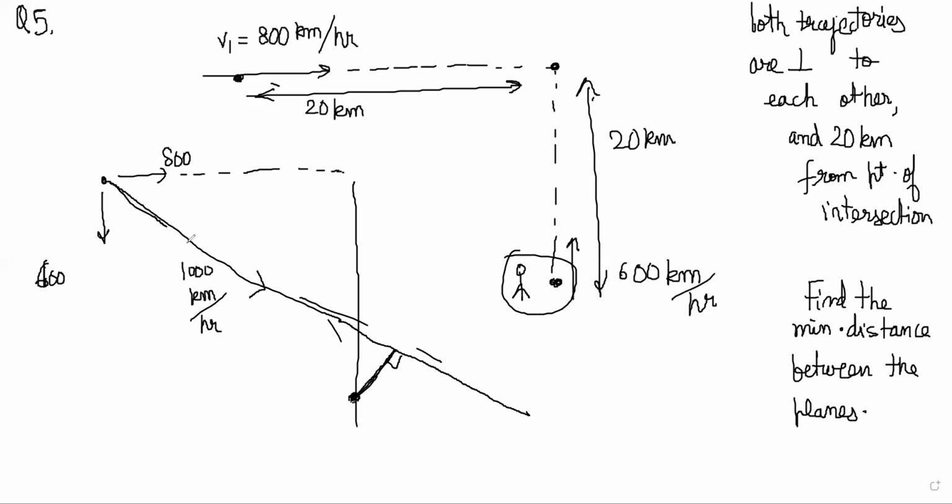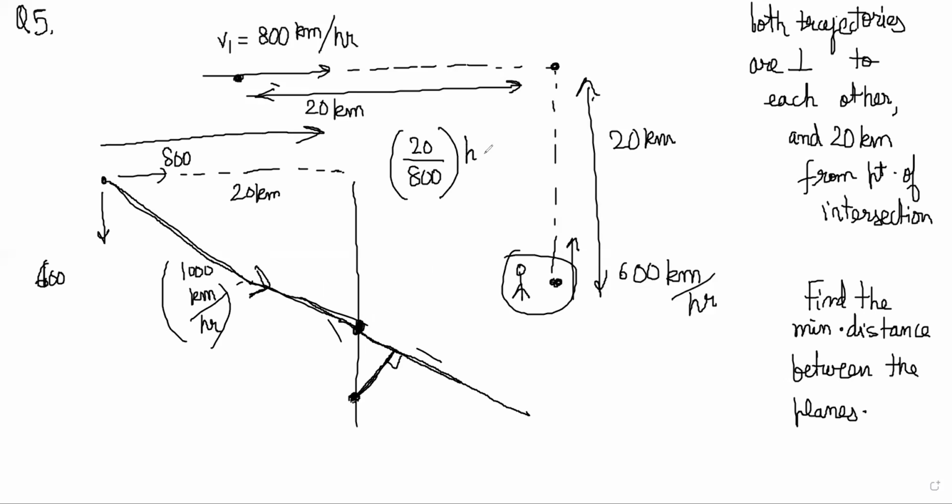So first of all, you figure out where it meets like this, and draw this diagram basically. This is 1000 kilometers per hour, and we have to find information about the point where it intersects here. How? 800 kilometers per hour was its x velocity, right? And it has covered basically 20 kilometers in x, right? So the time taken would be 20 by 800, right? 20 by 800 hours. In that much time, you will reach this point.